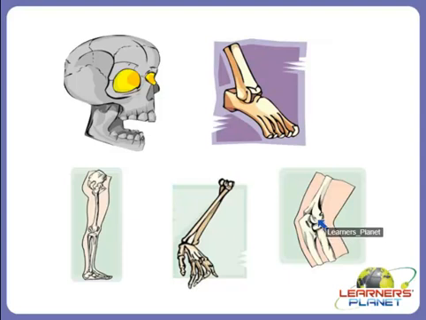And this is a knee joint, through which we can bend our knees. So children, we saw about various kinds of joints in our body.